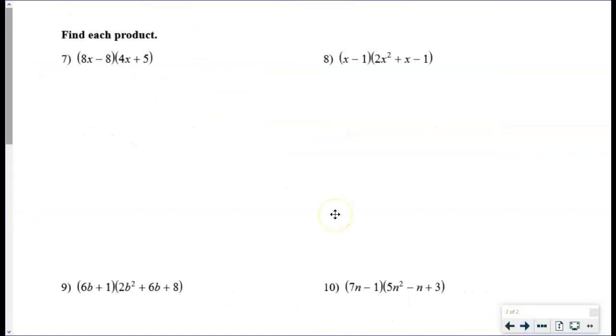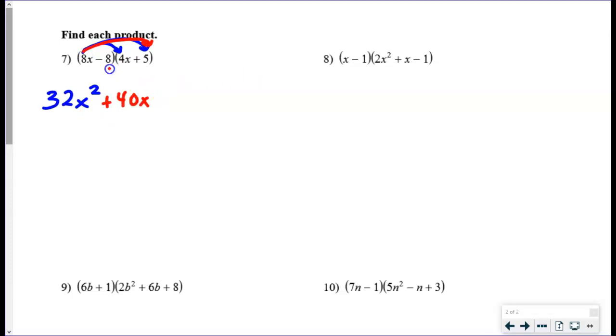Alright, so here, these are multiplication questions. Product means to multiply, which we know really means to distribute. So you just got to be careful that you're distributing everybody to everything in the other number. So this 8x has to be distributed to both the 4x and the 5. So watching your coefficients and your variables, that becomes a 32x squared, and then 8x times 5 would be a plus 40x.